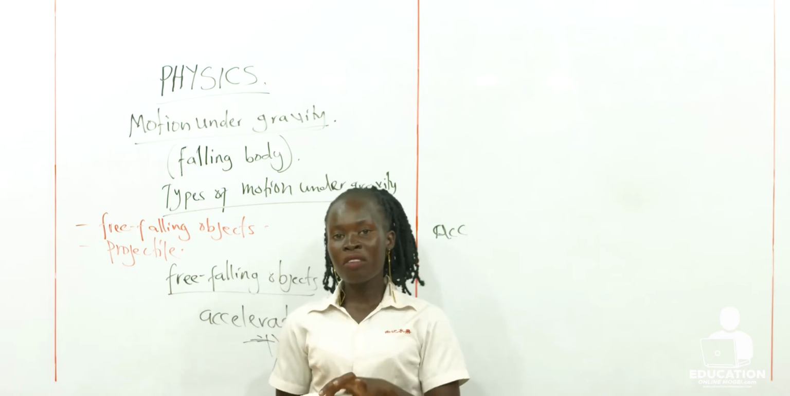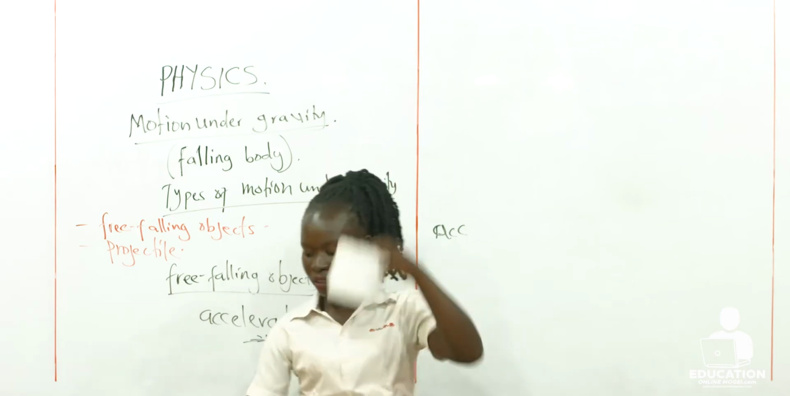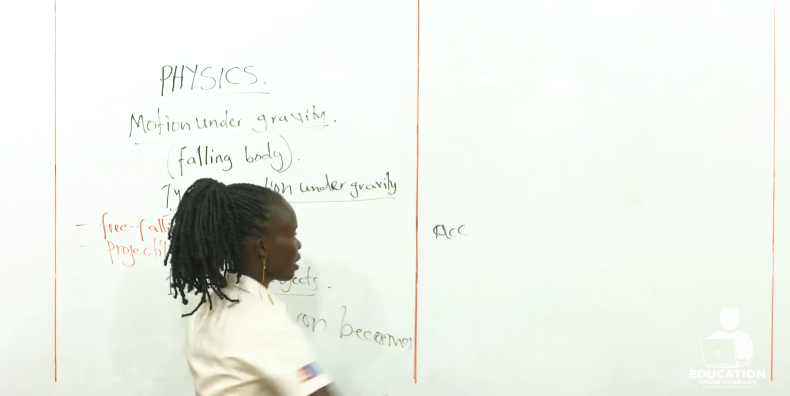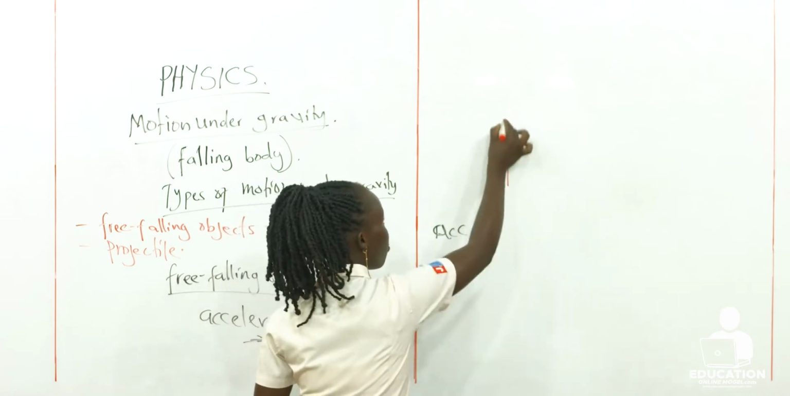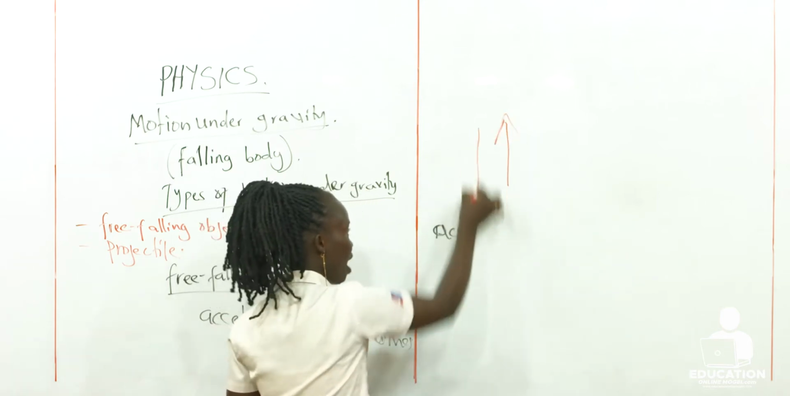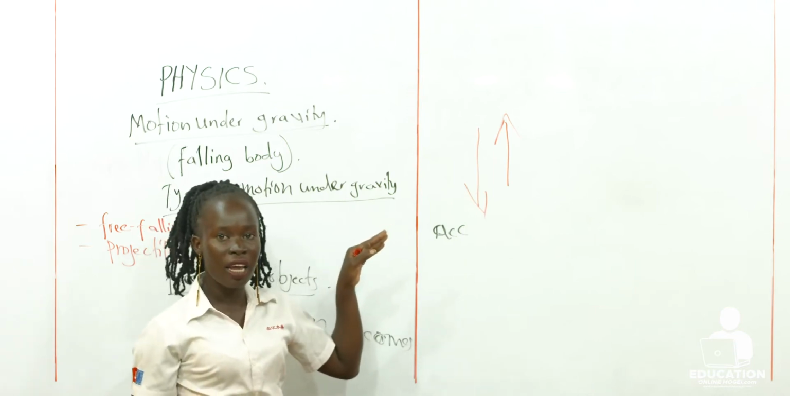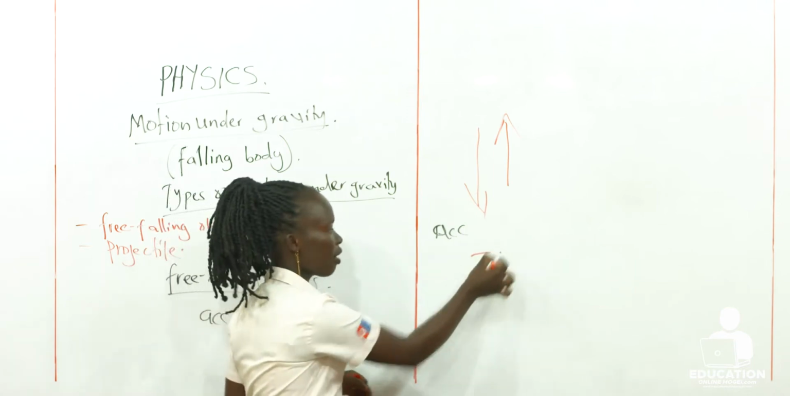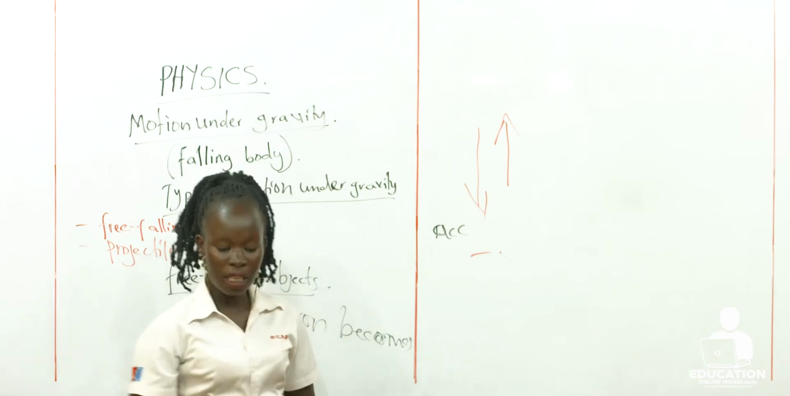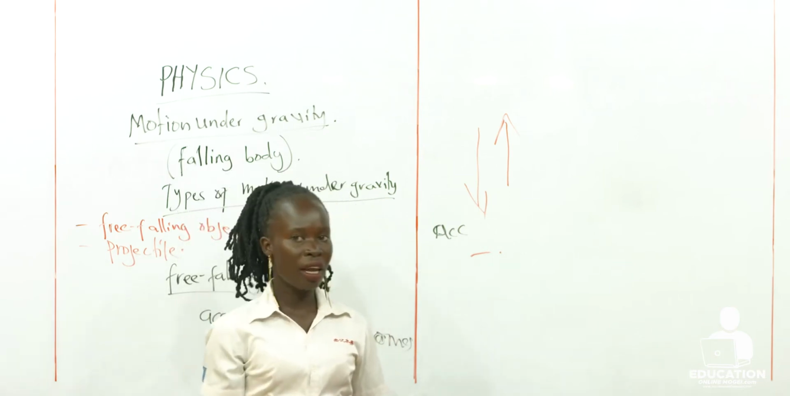So if it is going upwards and the other one is coming down, it is something like this. My tissue paper is going upwards and acceleration acts downwards. You see that the two are acting in the opposite direction. That's why we are giving it the negative. Then what if it is coming downwards?